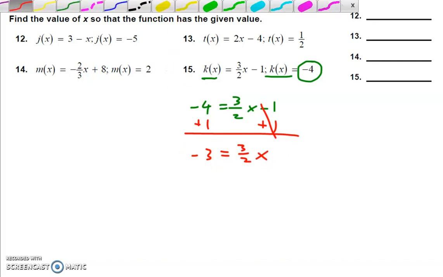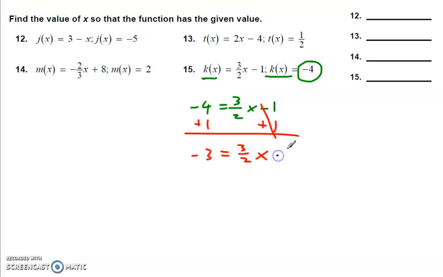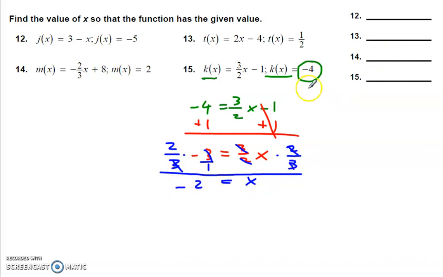We want to multiply each side by the reciprocal. To divide by 3/2, multiply by the reciprocal, times 2/3 on each side. Remember, -3 can be written as -3/1. These 3's cancel out, the 2's cancel out, and we're left with x, which was our goal. And then on the other side, 3 and 3 cancel out. 2 times 1 is -2/1, which is just -2. So in this one, x equals -2.